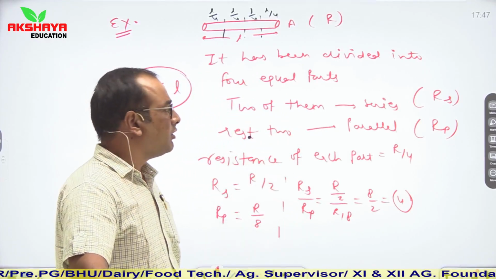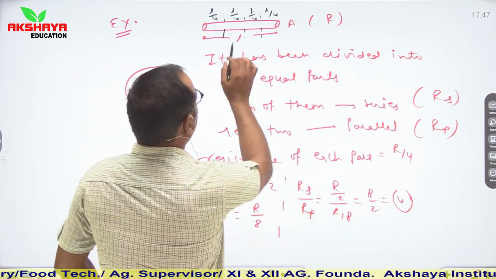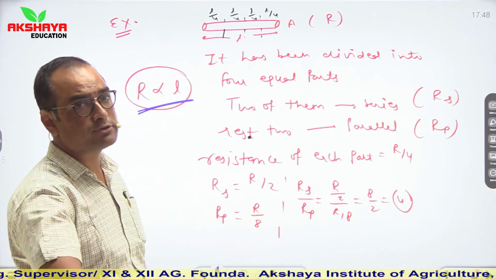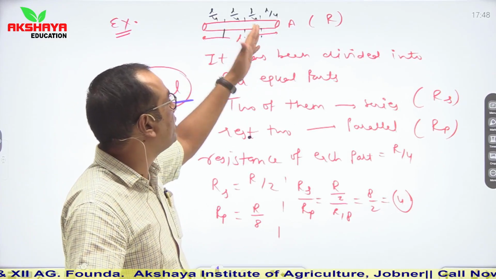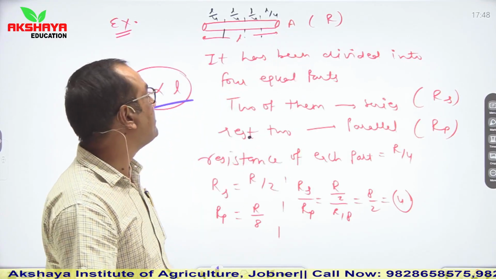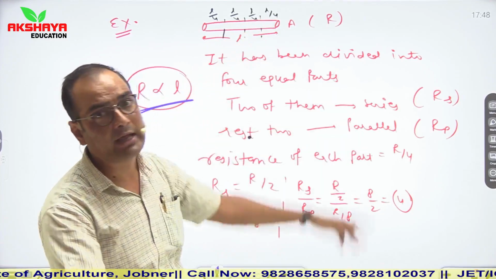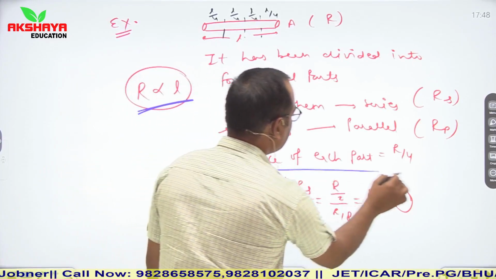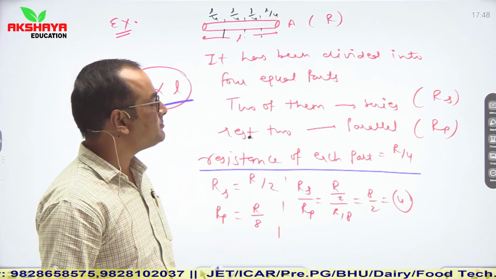So in this case, we just consider that resistance is directly proportional to length of the conductor. This conducting wire has been divided into four equal parts, so there is no change in its area of cross section. So simply we consider that the length of each part becomes L by 4, L by 4, L by 4, L by 4. Hence the resistance of each part will be equal to R by 4. Clear? So the resistance of each part is R by 4.